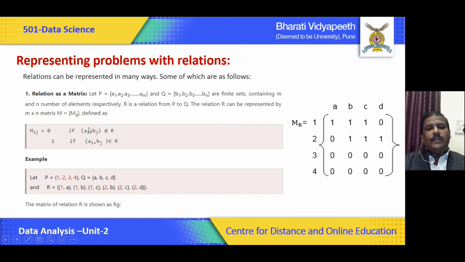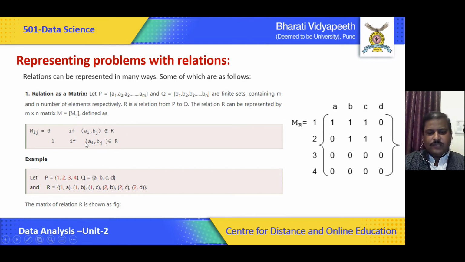Now Ai is one element, Bj is the other element. If they don't have a relation at all, they do not belong to this R. That means this is not related to the relationship, so we can put a zero value. This is one way to represent the relationship, right?